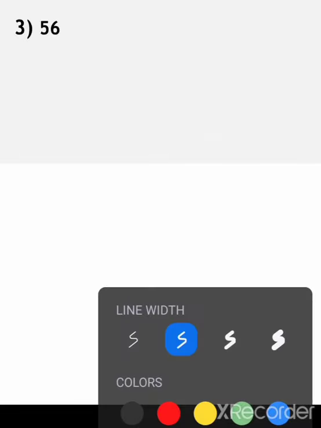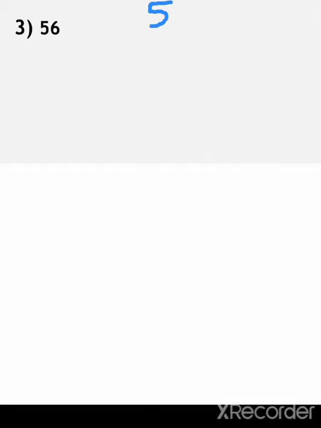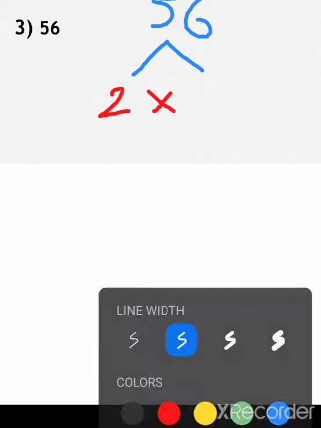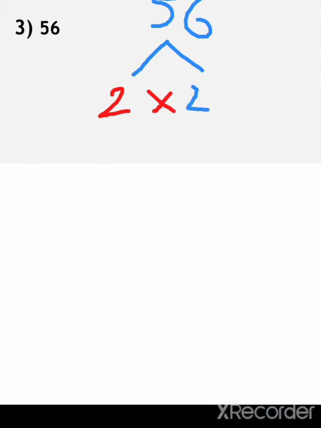56. How can we find the factors of 56 by factor tree? See here, 56 is an even number, so I will start by 2. When I'm dividing by 2, I'm getting a quotient. 2 2s are 4 and 2 8s are 16. So I'm getting 28. You can divide 56 by 2 in rough and you can check, you will get 28.